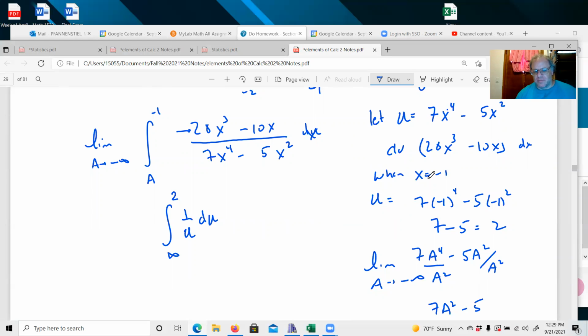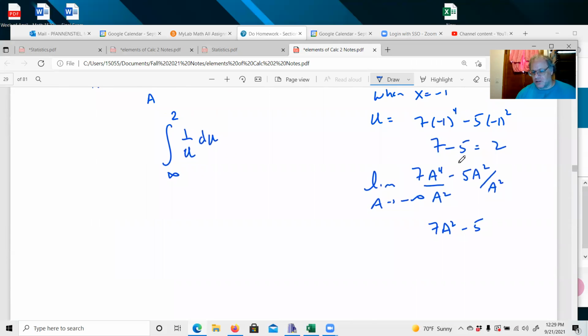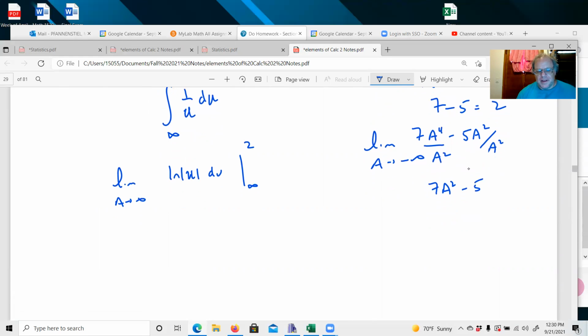Because that's our substitution here. So what we're going to do is integrate this. This is natural log of u du, and we're going to plug this in. We have the limit as a goes to infinity, to 2. So here we have natural log of 2 minus, we don't need a du anymore, we've already integrated, minus the limit as a goes to infinity of natural log of a.